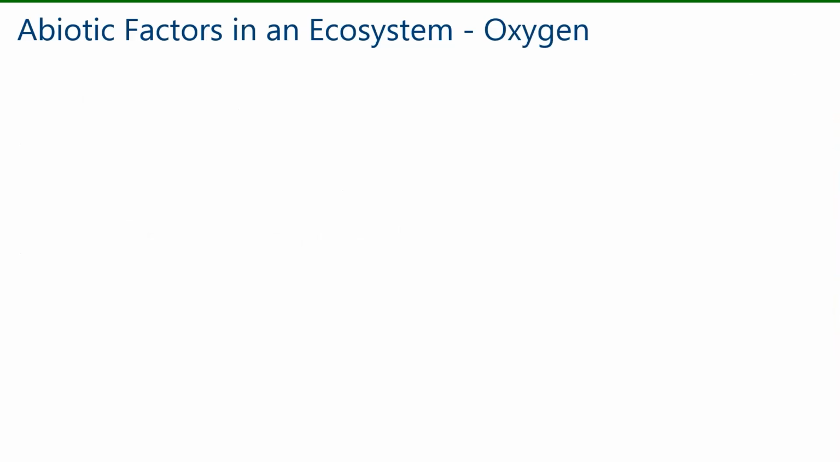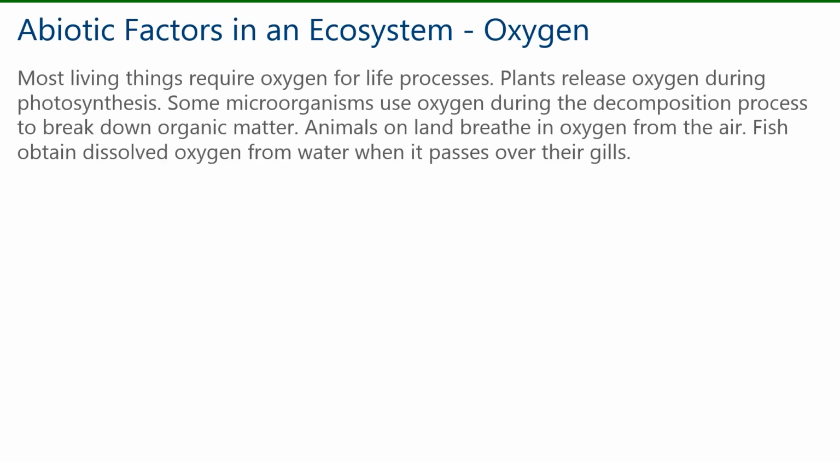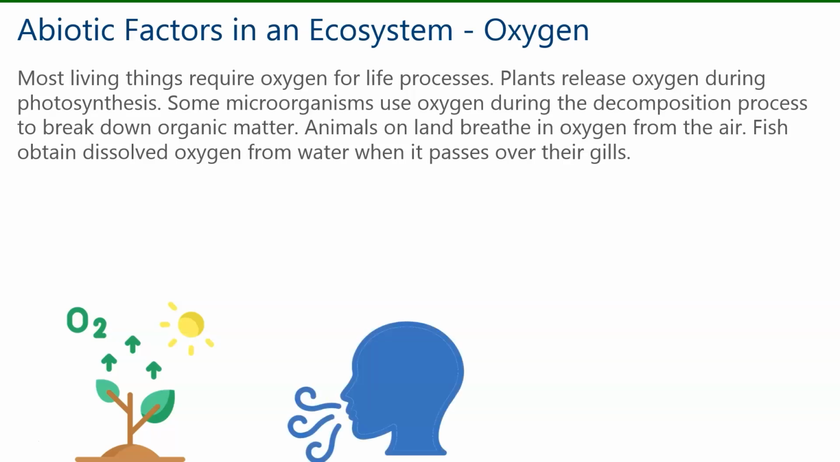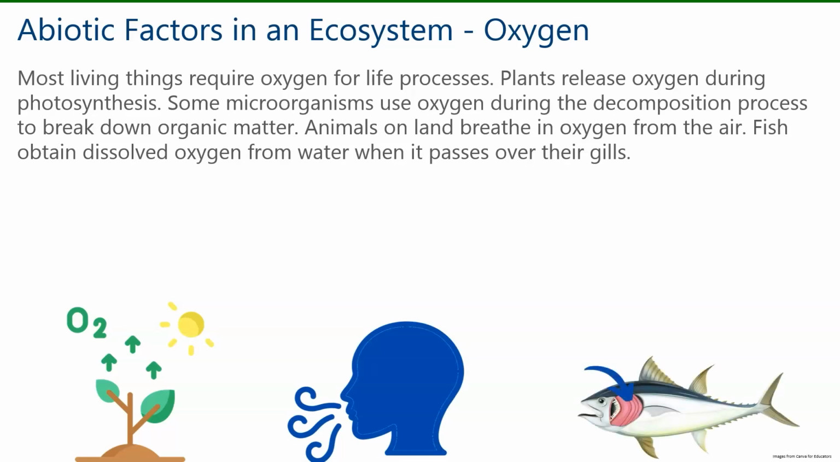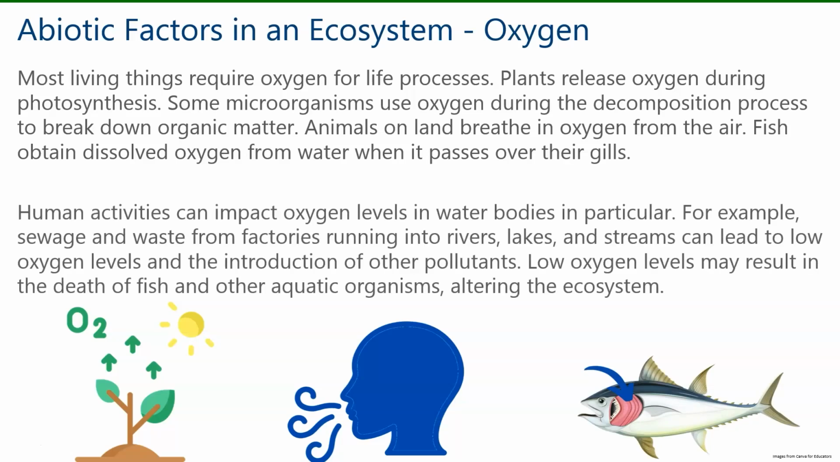Next, let's look at oxygen as an example of an abiotic factor in an ecosystem that can affect sustainability. Most living things require oxygen for life processes. Plants, for example, release oxygen during photosynthesis. Some microorganisms use oxygen during the decomposition process to break down organic matter. Animals on land breathe in oxygen from the air, and fish obtain dissolved oxygen from water when it passes over their gills. Human activities can impact oxygen levels in water bodies in particular.